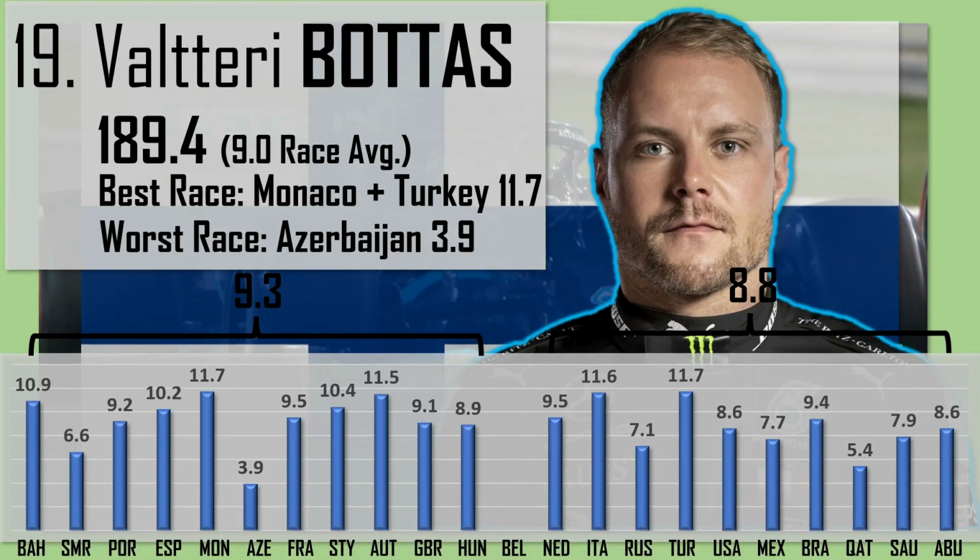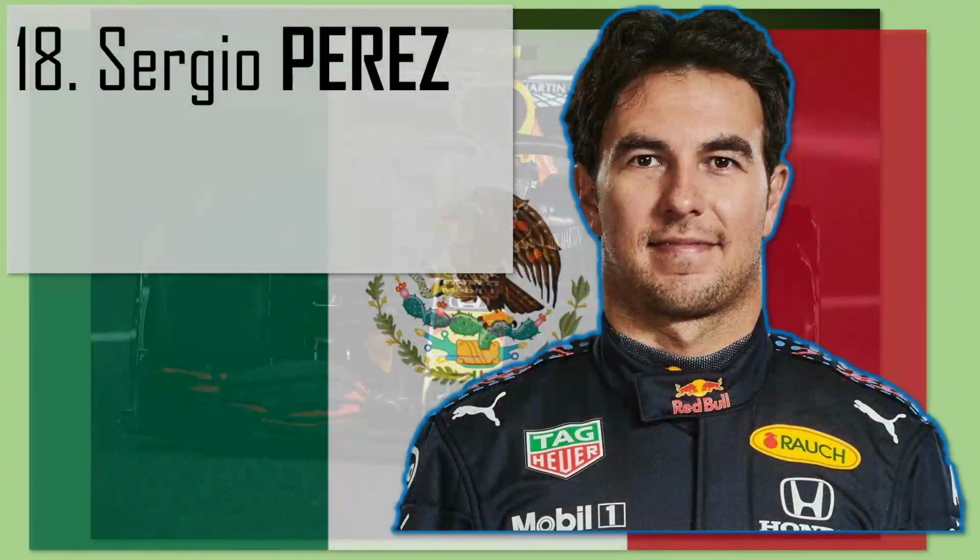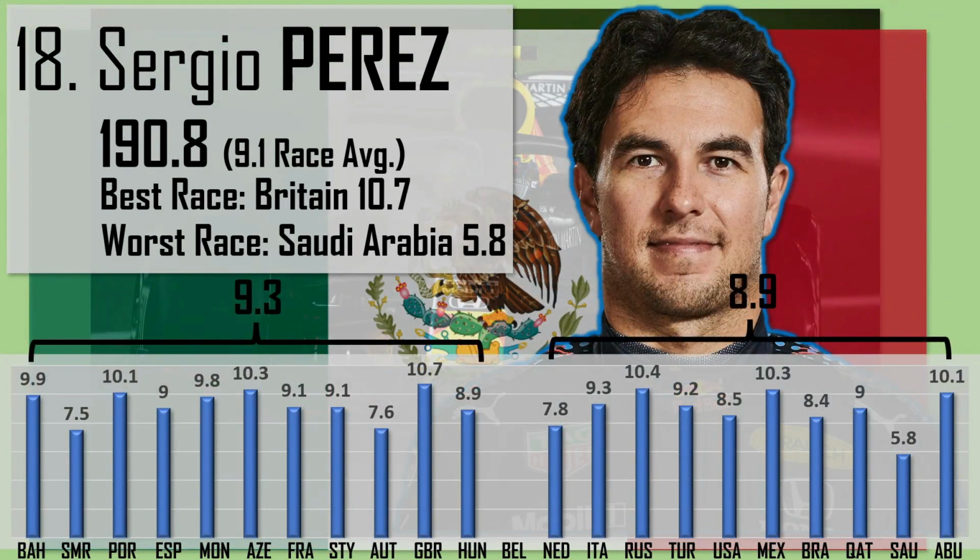And then P18 is Sergio Perez. He ended up scoring 190.8 across this entire season with a 9.1 race average, with a best race result of Britain scoring 10.7 and a worst race of Saudi Arabia. Again, scoring 9.3 for the first half and 8.9 in the second, he follows the trend of the previous two drivers, performing better in the first half and worse in the second.